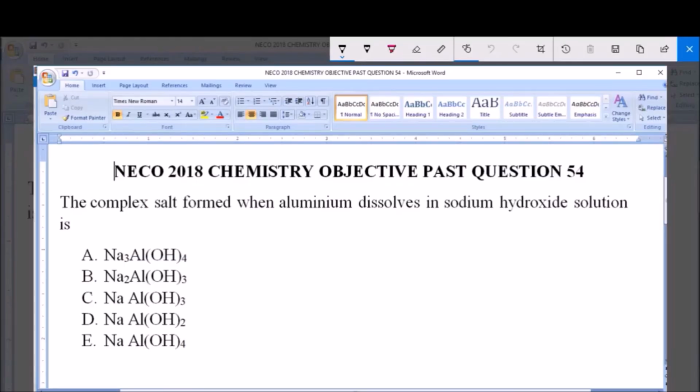I will be answering NECO 2018 Chemistry Objective Past Question 54. The complex salt formed when aluminium dissolves in sodium hydroxide solution is: A. Na3[Al(OH)4], B. Na2[Al(OH)3], C. Na[Al(OH)3], D. Na[Al(OH)2], and E. Na[Al(OH)4].